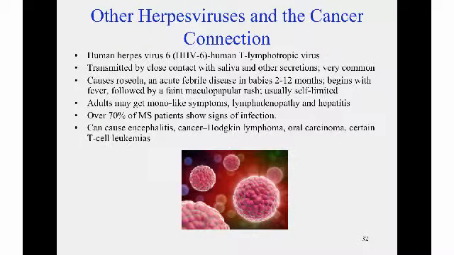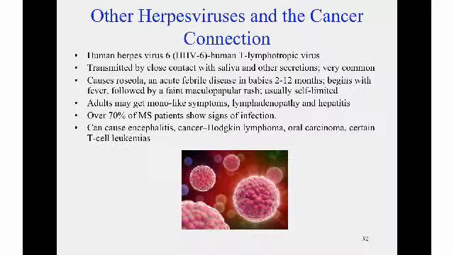Now, the other ones that I have left out so far, so the HHV 6, 7, and 8. HHV 6 is the human T lymphotropic virus, and this causes roseola. So roseola is an acute febrile disease in babies 2 to 12 months of age, and it begins with a fever followed by a rash, usually self-limited, and adults may get mono-like symptoms.